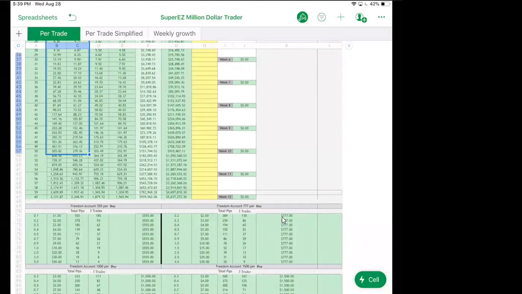Which reminds me, a gentleman asked a question. Let me see if I can go back to it. What is his name? Somebody asked a good question. I'm looking for it. So if we're getting 10 to 20 trades a week, are we still only trading one trade for that week to meet our target goal?